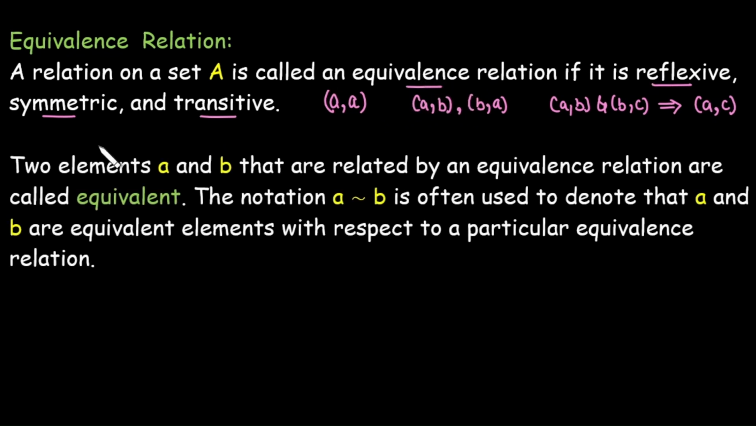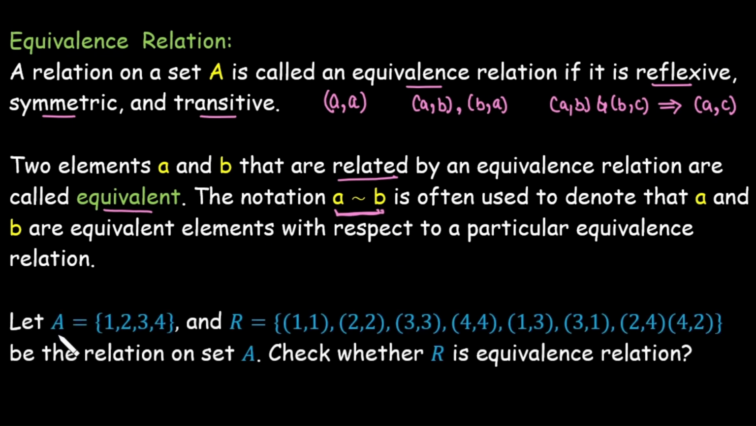In an equivalence relation, if we take two elements and they are related with each other, then we call them equivalent. And we are using this notation. This means A and B are equivalent elements with respect to the equivalence relation. Let's understand with the help of an example. Suppose we have the set that contains the four elements 1, 2, 3, 4, and the relation is given in this form. On the set A, we need to check whether this is an equivalence relation or not.